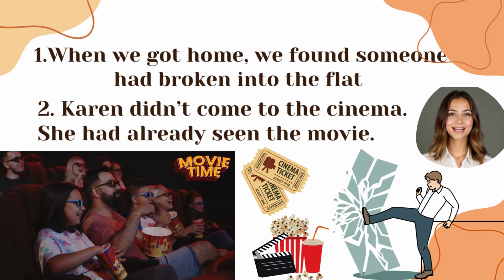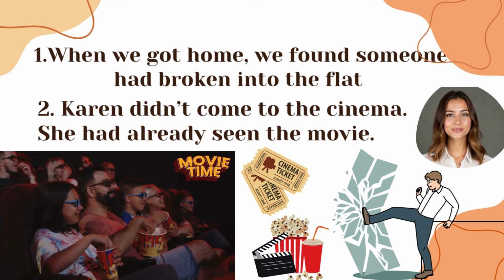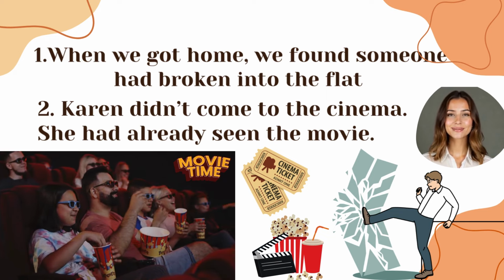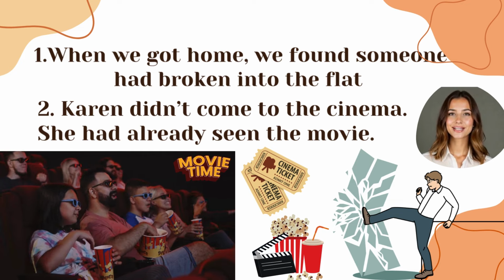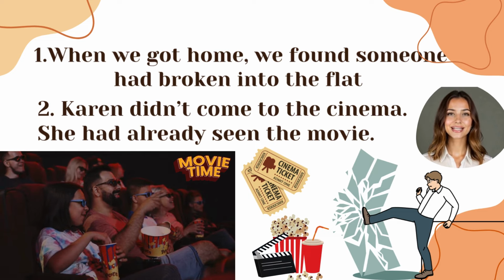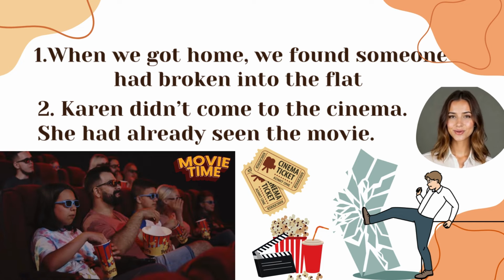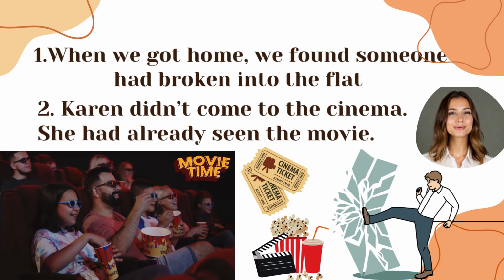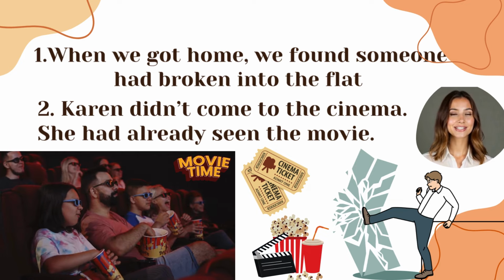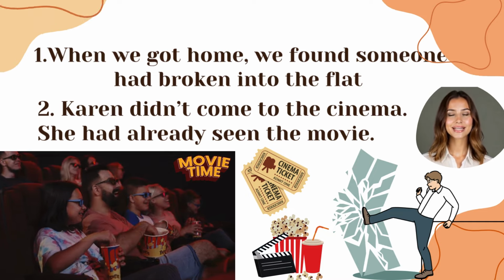Why do we use past perfect? Past perfect, had seen, tells us what happened earlier. Karen watched the movie before the invitation to the cinema. Past simple, didn't come, describes the later action. She decided not to come because she had already seen it. Past perfect helps make the time order very clear, even if the story is told in a different sequence. Story example. Last week, we planned to watch the new superhero movie at the cinema, but Karen didn't come with us. Why? Because she had already seen the movie last weekend.